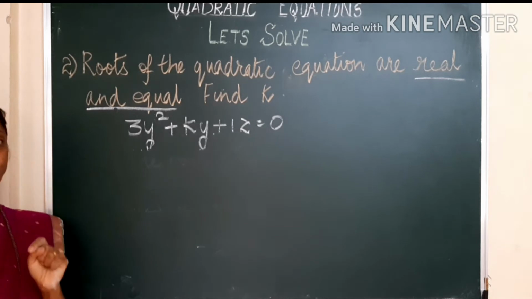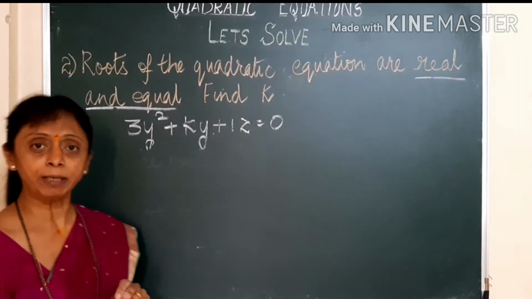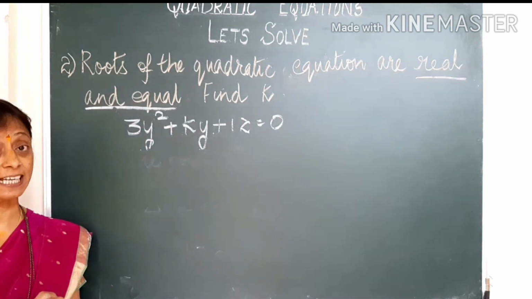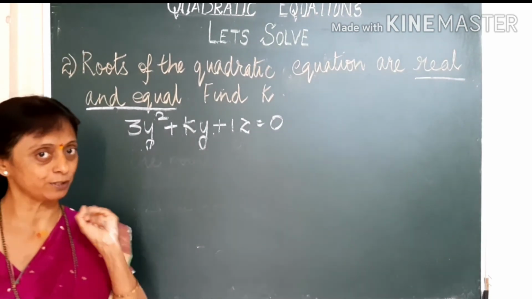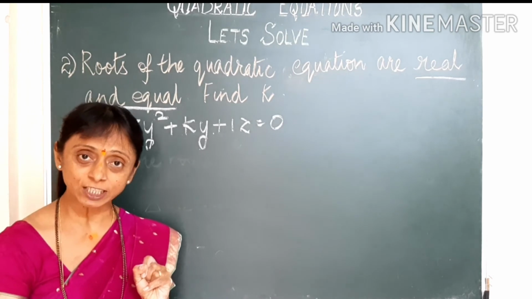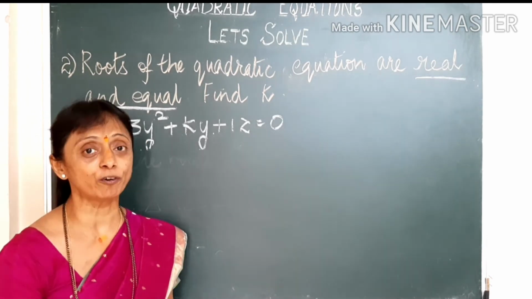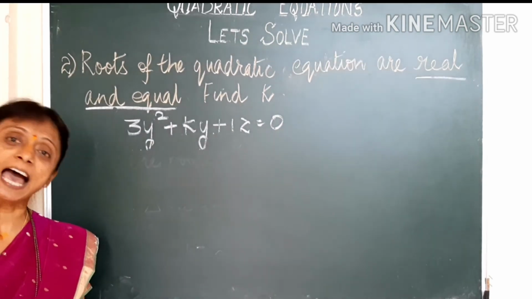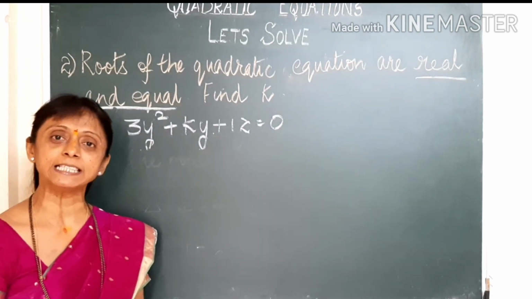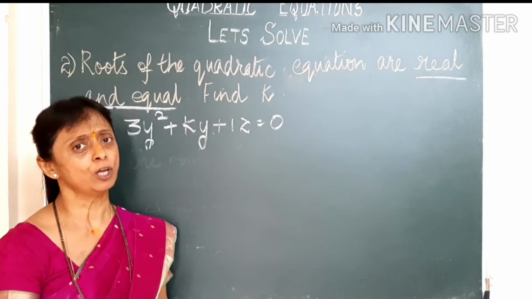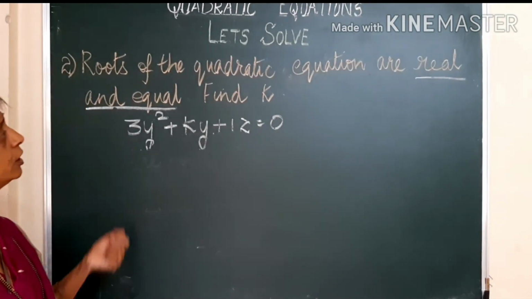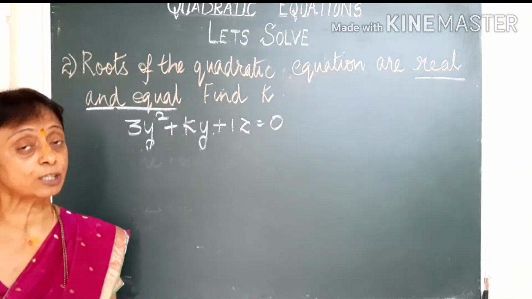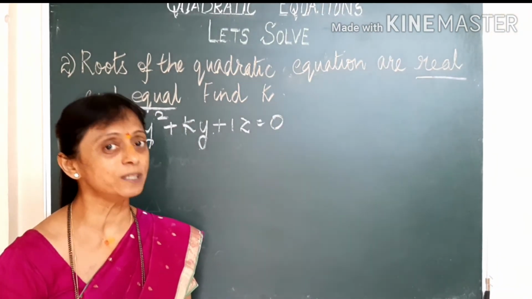Let's brush up what we have learned. Now there are three possibilities that we have learned. When b square minus 4ac, that is called delta, is equal to 0, that determines the nature of the root. When b square minus 4ac is greater than 0, that also determines the nature of the root. And the last case, when b square minus 4ac is less than 0. So children, when can the roots of a quadratic equation be real and equal? That is when b square minus 4ac is equal to 0.